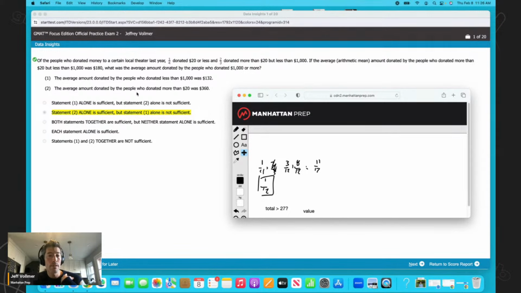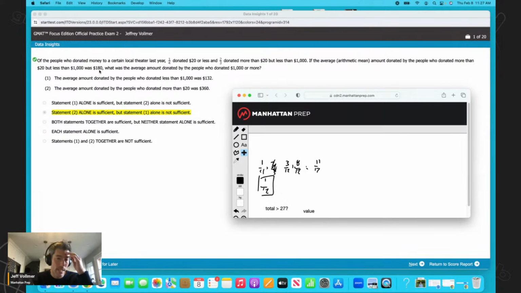Then statement two gives me the average of the two top groups, which is 360. You could almost create one of those seesaw teeter-totter systems and say there are 8 times as many people, 8/12, who donate an average of 180 as there are people who donate a lot of money. The average of that entire 8/12 plus 1/12 is 360. What that tells me is 360 is 8 times closer to 180 than it is to the actual amount, because there are 8 times as many of these people, so their average counts 8 times as much.